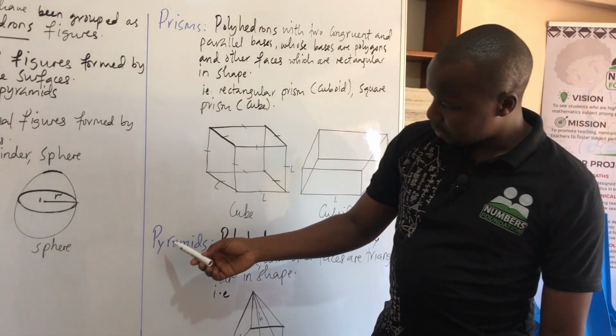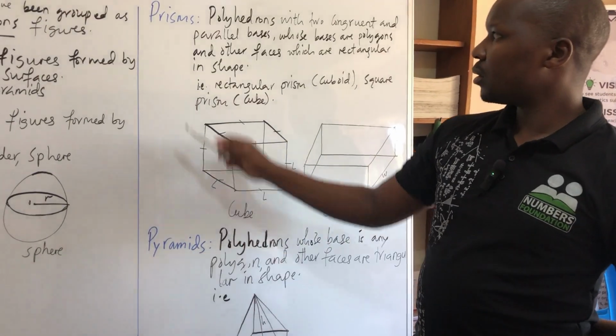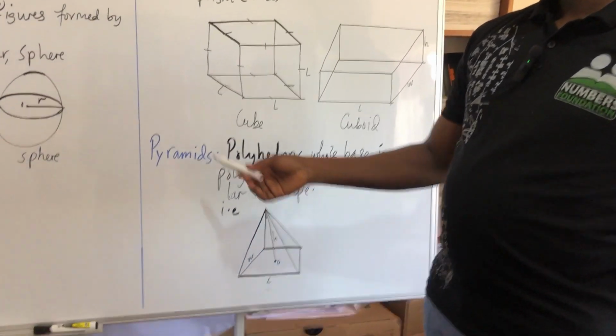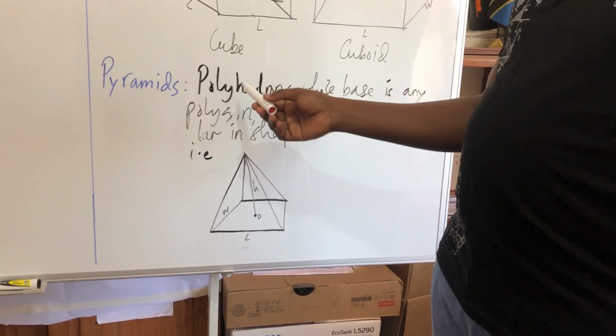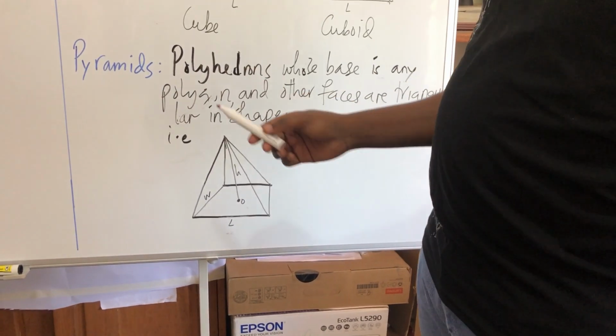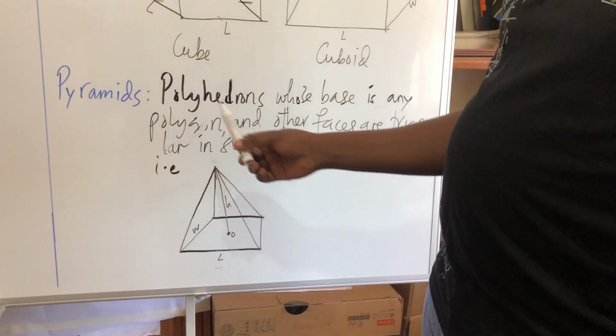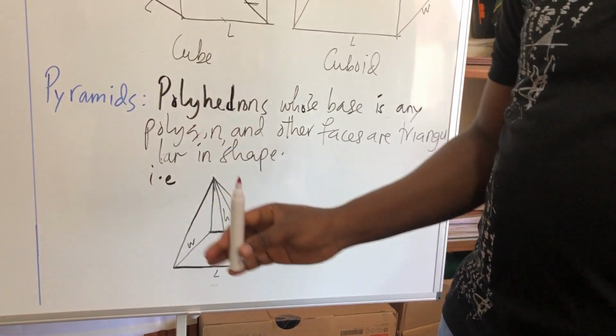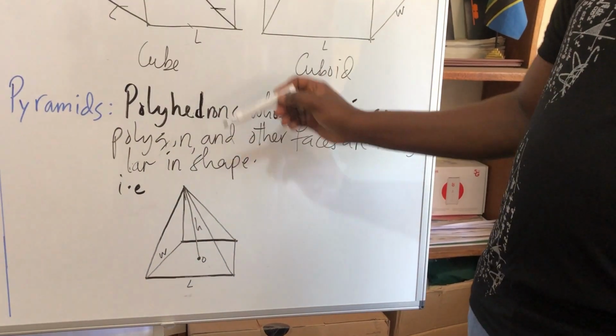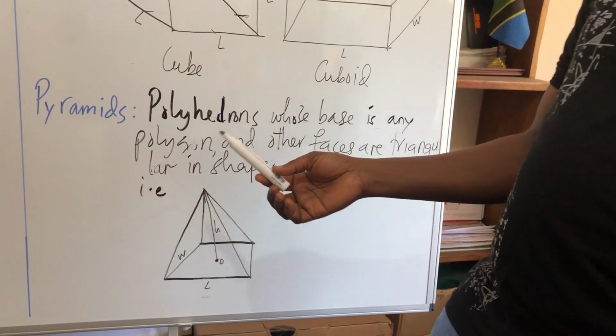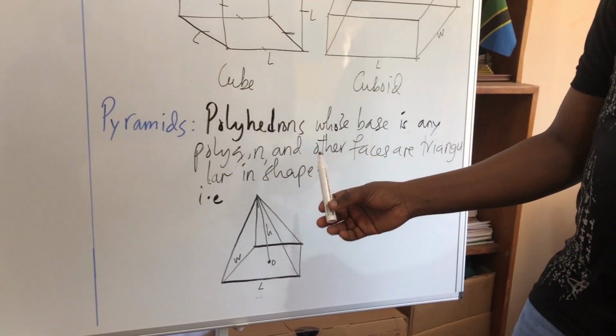Now, pyramids are also polyhedron figures, but with one base, and they are formed with flat faces, as we said earlier. In pyramids, the base can be any polygon, but the other remaining faces, which are lateral and not the base, are triangular in shape.